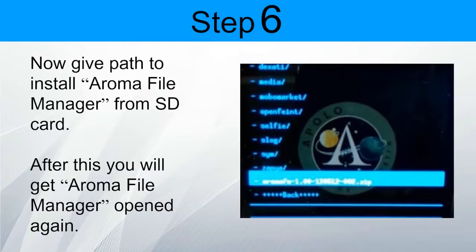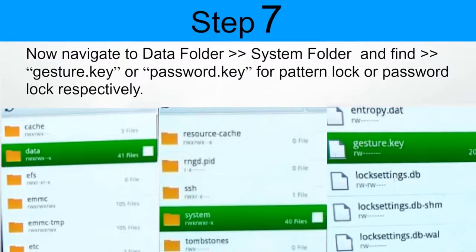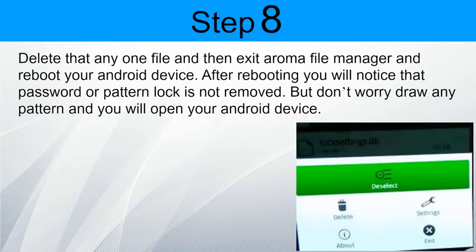Now go ahead and install Aroma File Manager from SD card. After this, you will get Aroma File Manager opened again. Step number 7. Now go to Data folder, then System folder and find gesture.key or password.key, or pattern lock or password lock respectively. If you are using pattern lock, you will find gesture.key, or if you are using pin code, you will find password.key.